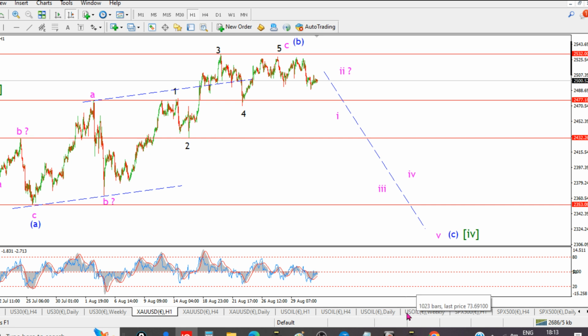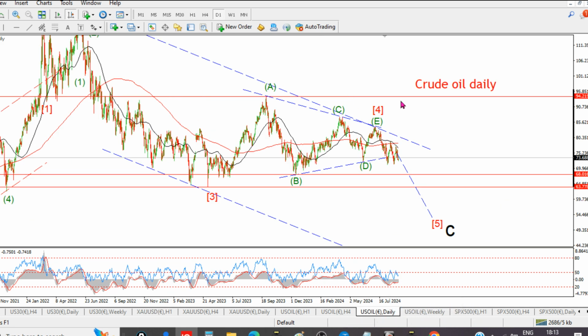Okay, crude oil. Here's the daily count in crude oil. The triangle fourth wave worked out quite well. This is a long-term count. So off the 2023 lows, we have had an A, B, C, D, E. So a contracting triangle. Wave 4 in red is now complete, it seems. And now we should be heading lower into wave 5.